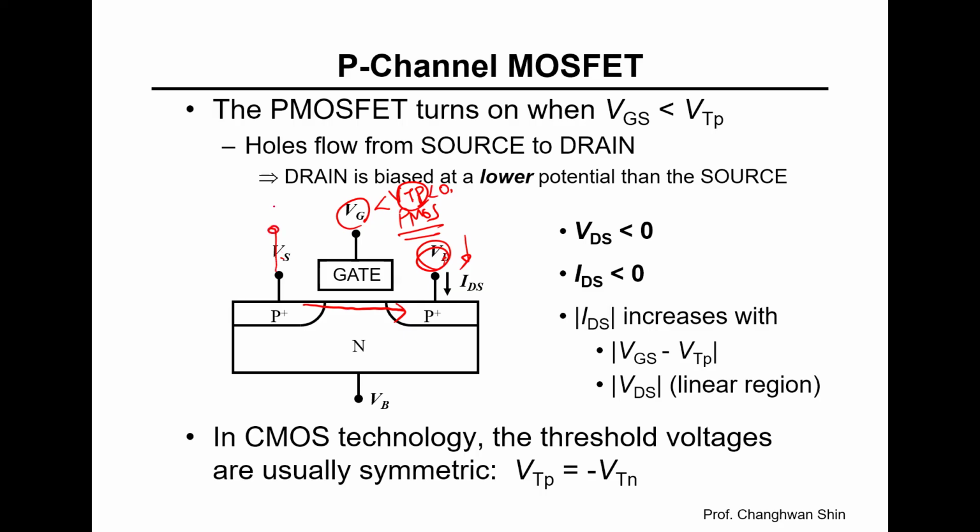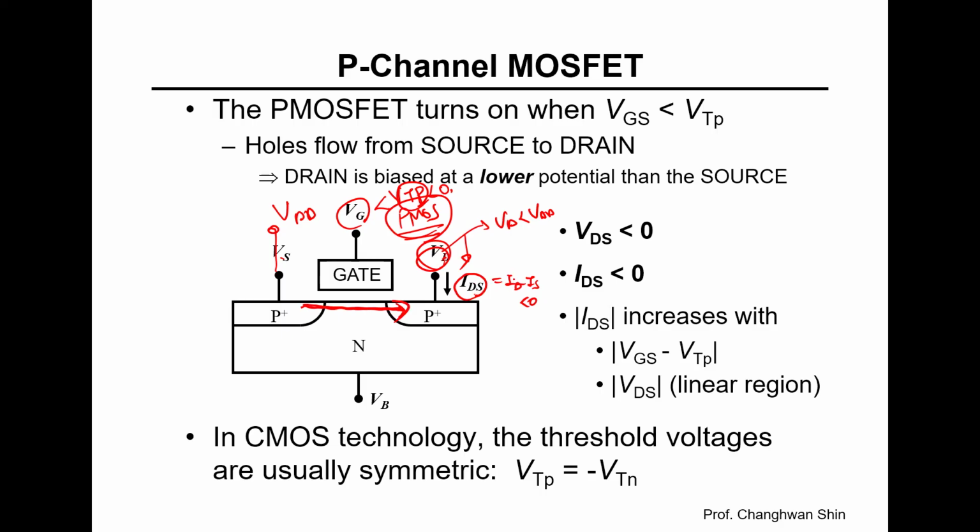Okay, so the source is usually connected to the power supply voltage, and this VD is lower than the power supply voltage. So the holes are moving from source to drain. In other words, IDS, ID minus IS, is negative. Well, in NMOS, IDS was positive, but this is PMOS, right? So once PMOS is activated, the holes are flowing from source to drain so that IDS is negative.